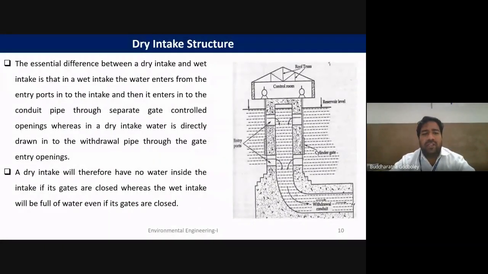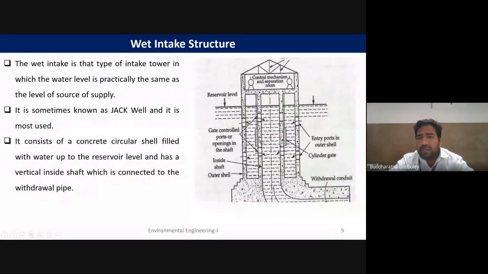A dry intake will therefore have no water inside the intake if its gates are closed. अगर ये गेट हमने क्लोज कर दिए तो आपका वाटर एंटर नहीं कर सकता है.